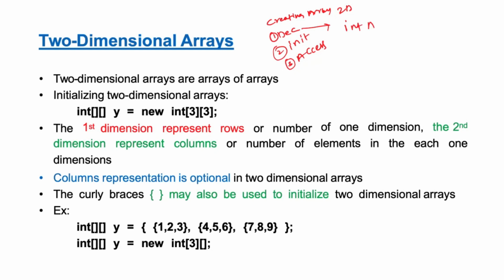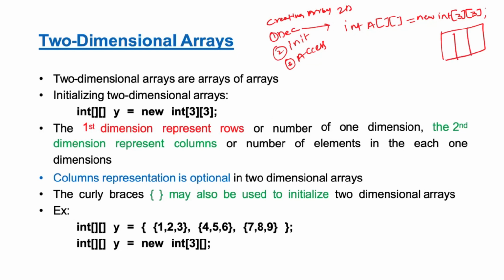Like int array name, two times we are going to take this parenthesis, equal to new int of subscript 1 and subscript 2. In subscript 1 we are going to write the number of rows, and in subscript 2 we are going to write the number of columns here. So when this is created, the array will be created in memory like this.